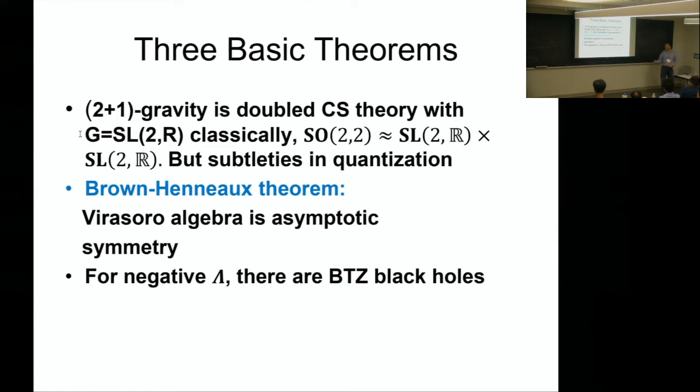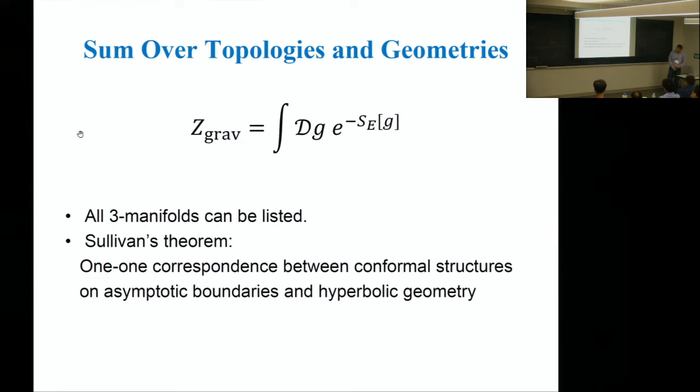And then there's a surprise, which is the so-called BTZ black holes for negative cosmological constant. You just write down this beautiful metric. Those are all mathematical theorems, actually. So now you can say, okay, suppose we want to do 3D gravity, what do we do now? You guys all know better than me. You're physicists, you sum over topology, you sum over geometry.